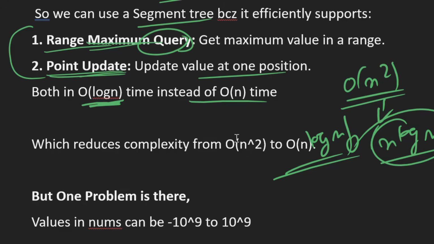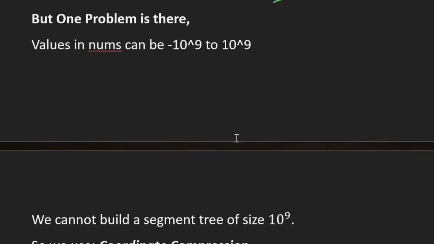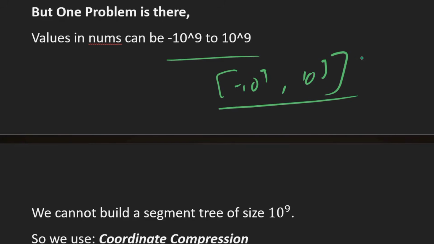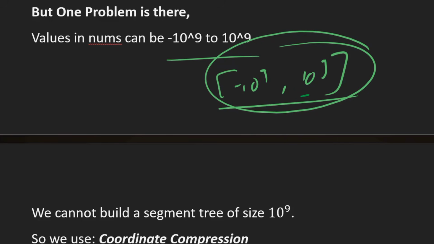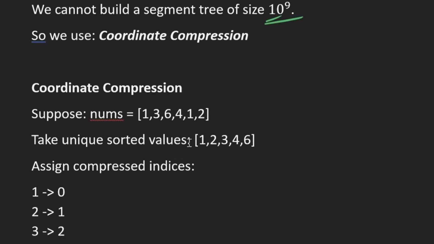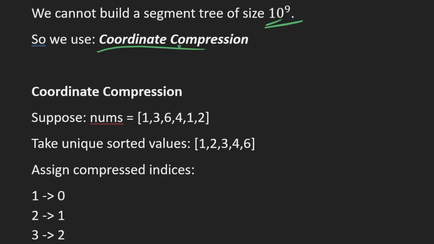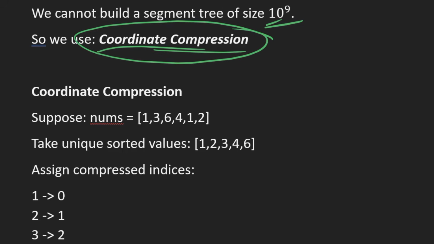So we use a segment tree, but there is one problem over here. In the constraints we are given that the values in the nums array can be from minus 10 to the power 9 to 10 to the power 9, and it is not feasible for us to build a segment tree whose size is 10 to the power 9. So what do we do? We have to think. We'll be using coordinate compression. Now what is coordinate compression? So let's see.